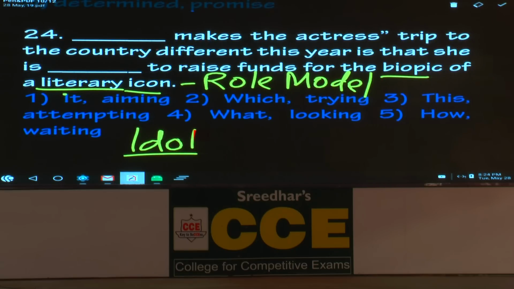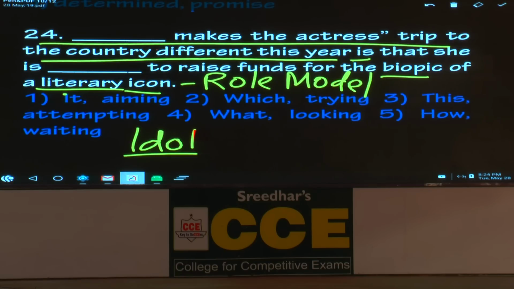What is the next option? What makes the actress trip to the country different this year is that. All this is a subject used in the place of the subject. Before the verb, whatever you see is used in the place of a subject. It's a clause. Is that she is, what is the second word here? She is looking to raise funds for the biopic of a literary icon. Seems right? Hold that one. How makes, that is not at all right. So what is the answer here? The 4th option is the answer.